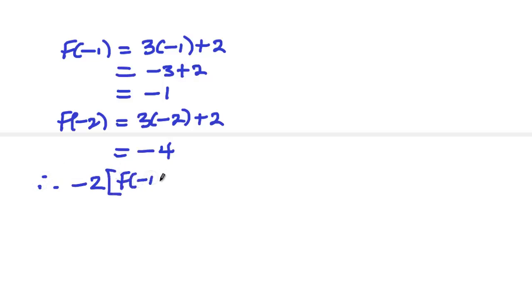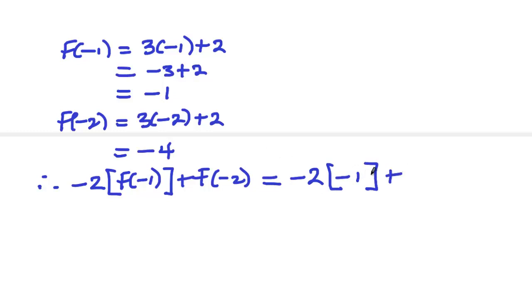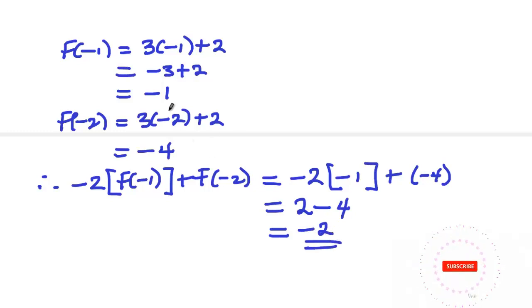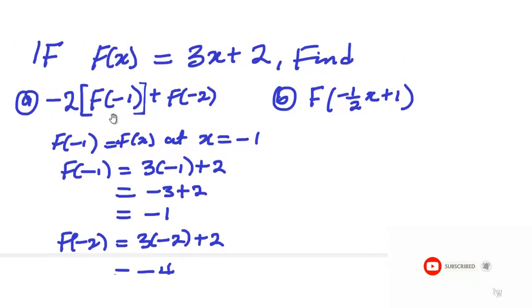So therefore, we can now write minus 2 into bracket f of minus 1, then plus f of minus 2. Minus 2 into bracket f of minus 1 gives us minus 1, then close the bracket, plus f of minus 2, that is minus 4. So this will now be minus 2 times minus 1, that's minus times minus, plus 2 times 1, that is 2. Then minus 4. So 2 minus 4, in this case, will give us minus 2. So the solution to that particular A part is minus 2.